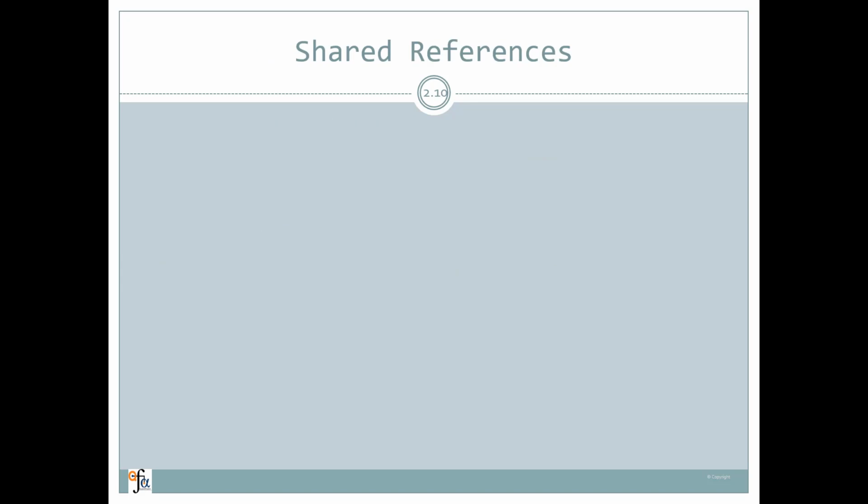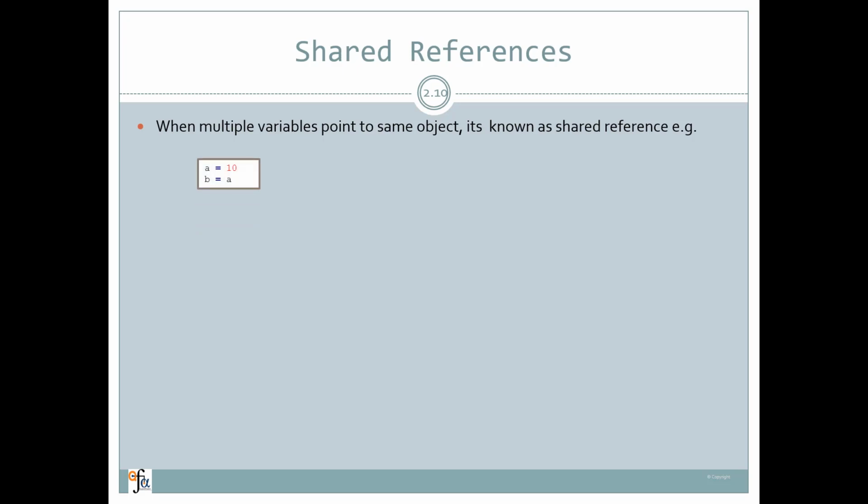I know it has been a long session, but we are finally at the last slide. This is about shared references. Simply put, when multiple variables point to the same object, it is a case of a shared reference. For example, if I create a variable a and assign it to 10, and then create another variable b and assign it to variable a, as variable a is just a reference to the numeric object 10, what Python will do is point both the variables to this numeric object.